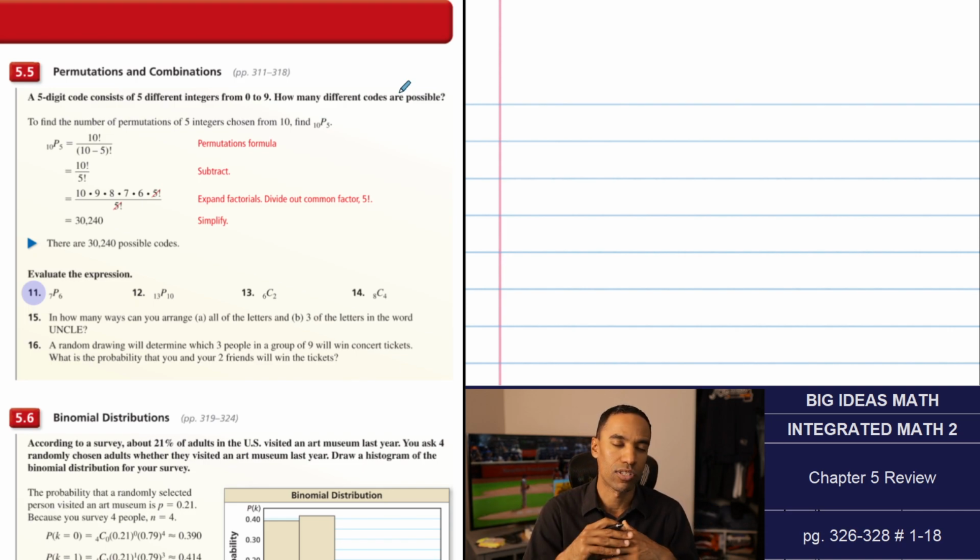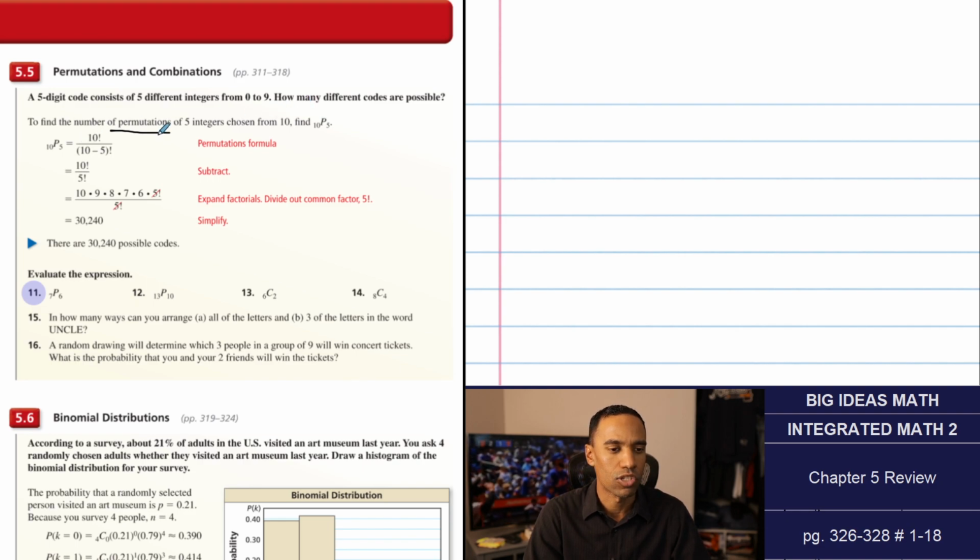So order matters. This is where we use something called a permutation. That's what they say here. Find the number of permutations of 5 integers chosen from 10. So how many different combinations are possible? 10 pick 5. There's a formula, which is n factorial over n minus r factorial, and we work some things out. They do their magic. I'll make sure to do the same kind of thing.